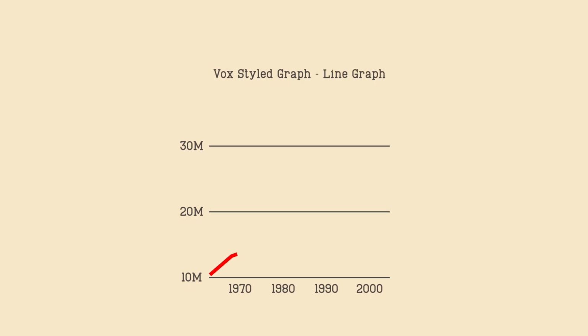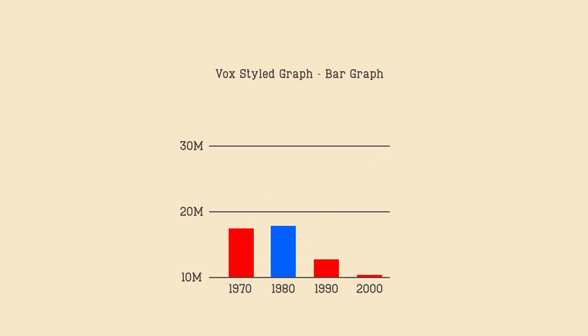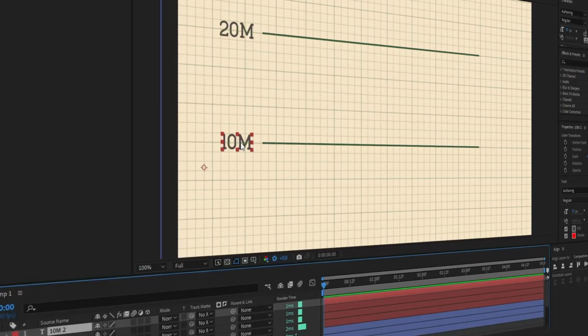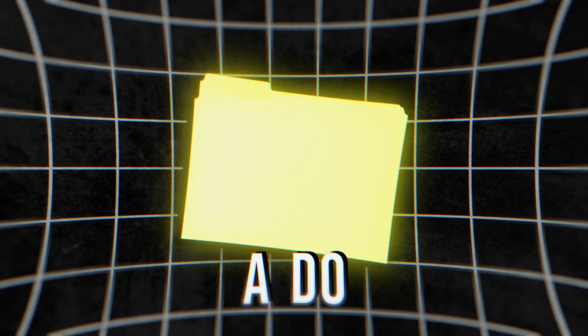The first one is called a line graph, which can be used to show some sort of trend, and this bar chart can be used to show the distribution of data, which is an essential part of data analytics. We will be using Adobe After Effects, and all the elements that are used in this video can be found in the description. So without further ado, let's begin.